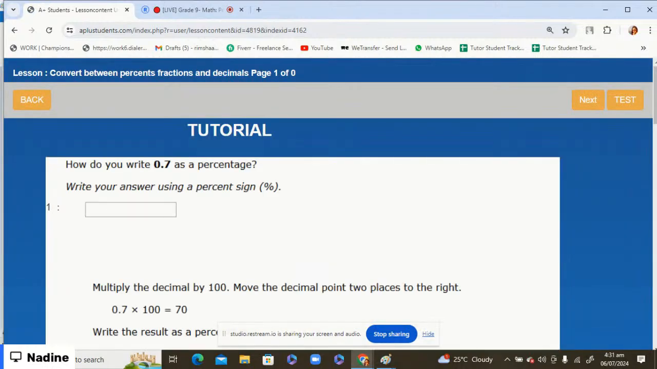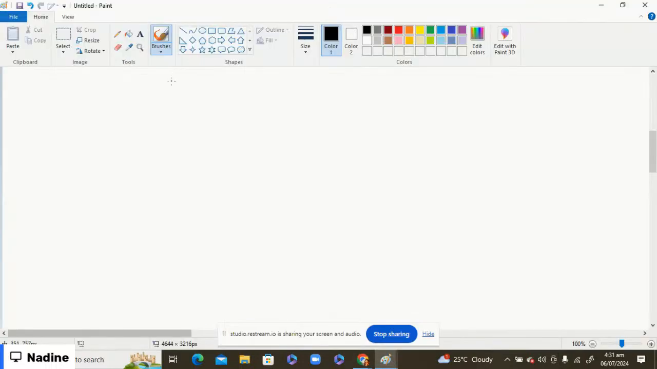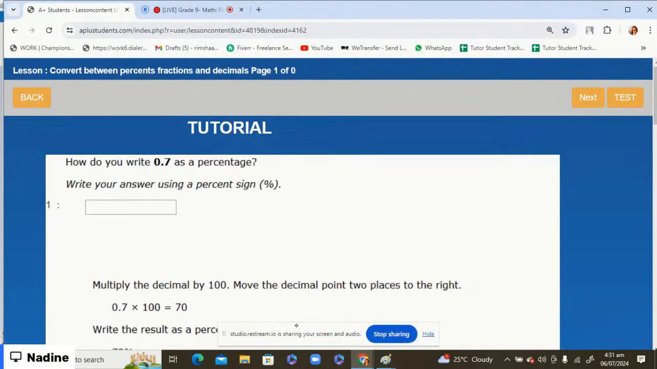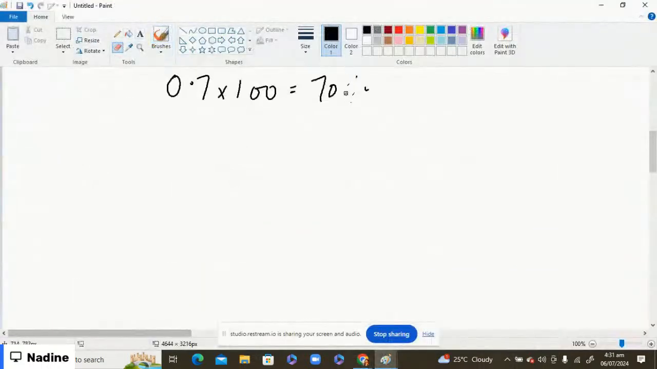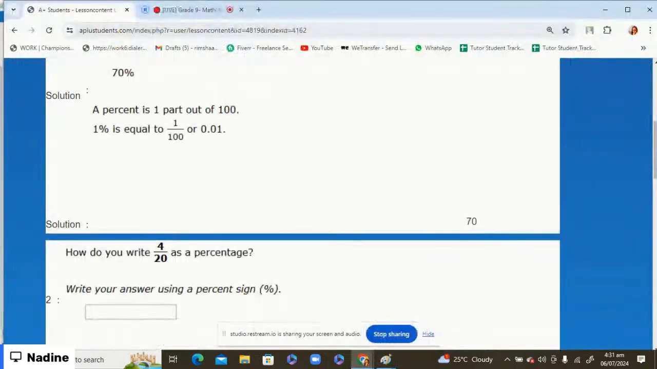So how do you write 0.7 as a percentage? Just simple. We are going to multiply 0.7 with 100. When you multiply 0.7 with 100, it becomes 70%. Understand? In this way you convert it. This is in the case of decimals.